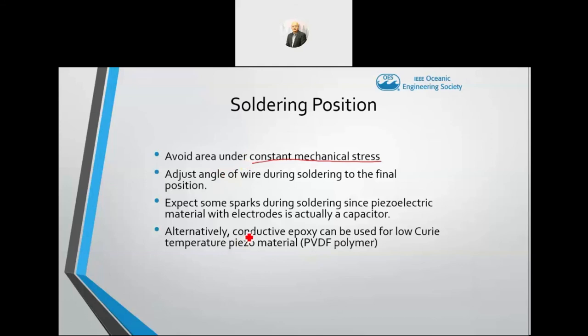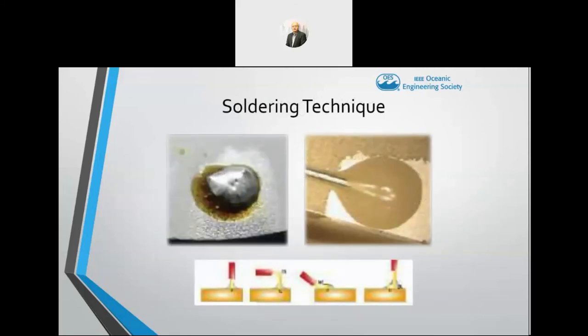Alternatively, conductive epoxy can also be used for low Curie temperature materials such as PVDF, because we all know that PVDF has a 100 degrees Celsius Curie temperature, so it is almost impossible for you to solder a wire on a PVDF. These are examples of soldering techniques that we normally use on a piezoelectric material. This is acceptable. This is also acceptable. Avoid using this angle, because normally we want to have another layer on top and another layer at the bottom. So avoid this one and this one as well. Normally we use this one, because it is a lot easier for us to fabricate and to deposit additional layers on top of our piezoelectric material.